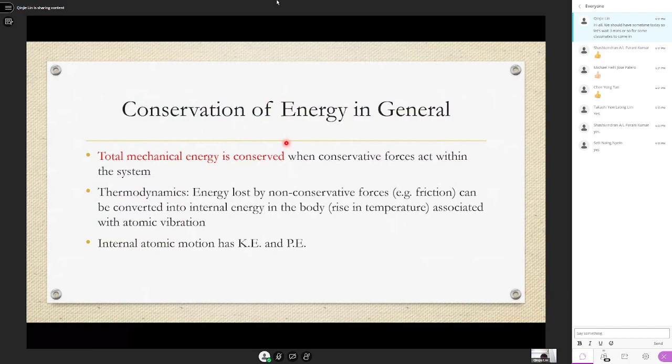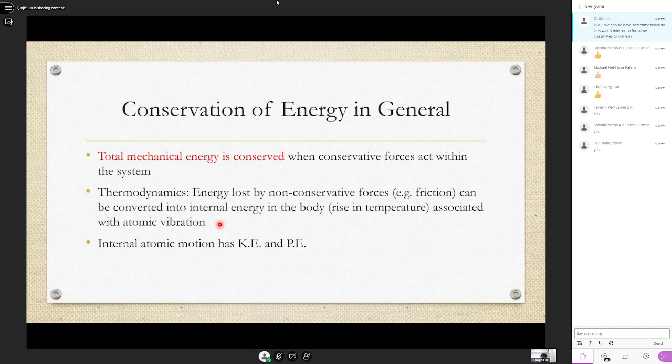Conservation of energy: in general, total mechanical energy is conserved when conservative forces act within a system. In thermodynamics, energy lost by non-conservative forces, for example friction, can be converted into internal energy in the body. When we talk about internal energy in the body, we are referring to the rise in temperature associated with atomic vibration.